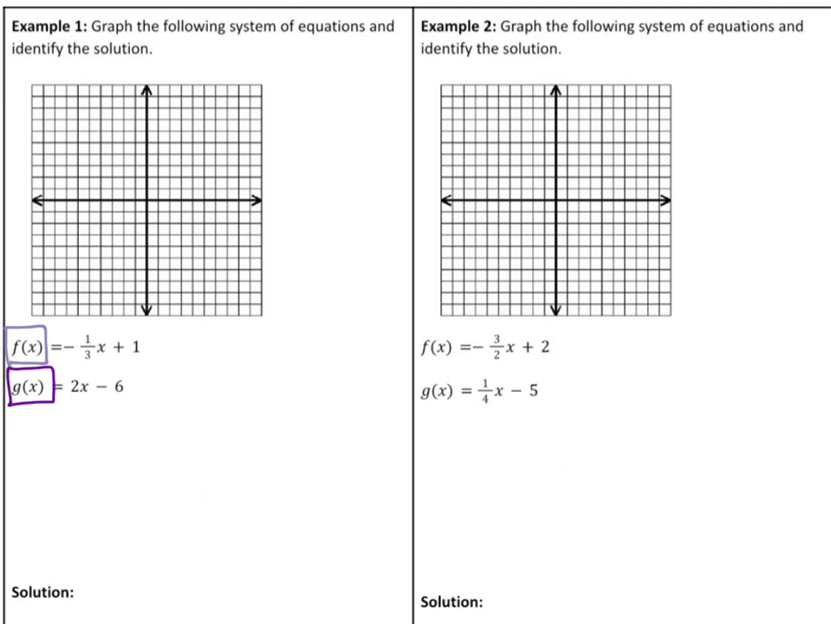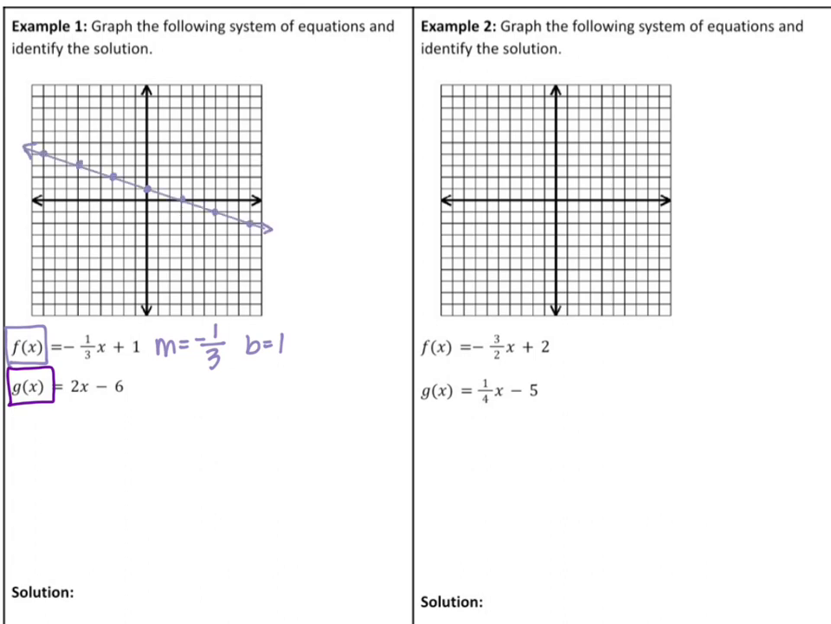My slope and my y-intercept, I'm just going to identify here. That way I am rewriting to help make sure I understand. My slope is negative 1/3 and my b value is 1. So first thing I do is start with my y-intercept. I'm going to plot a point at 1. And then I'm going to use my slope and go down 1 and to the right 3, in order to make my line.